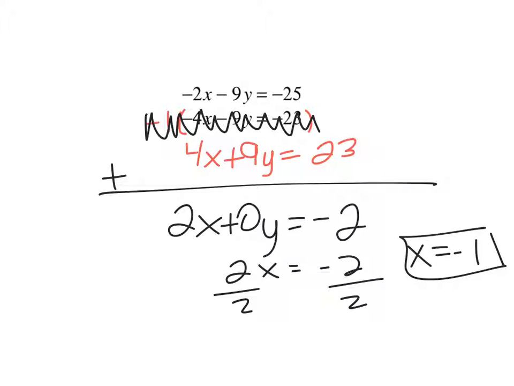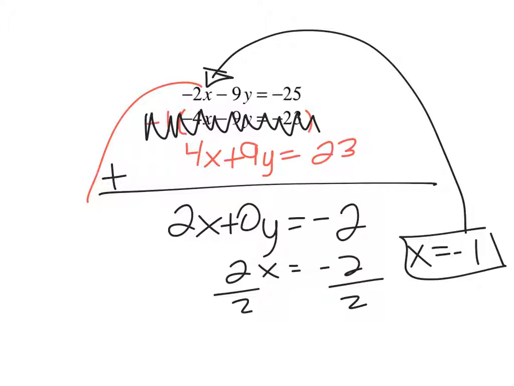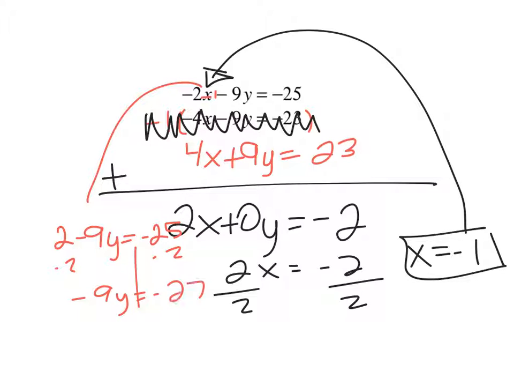From there now, you're going to take this x and plug it back into the problem. We know how to do this. Hopefully we're getting better at this. I'm going to rewrite it over here. Negative 2 times negative 1, I'm going to write that as positive 2. Minus 9y equals negative 25. I'm going to subtract 2 here. Negative 9y equals negative 27. Divide by negative 9. y is going to equal positive 3. Okay?